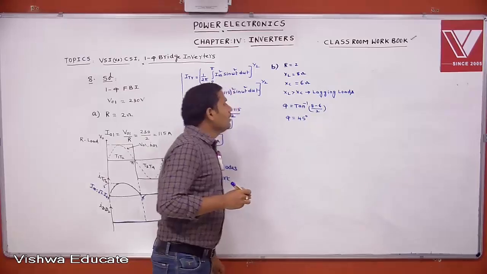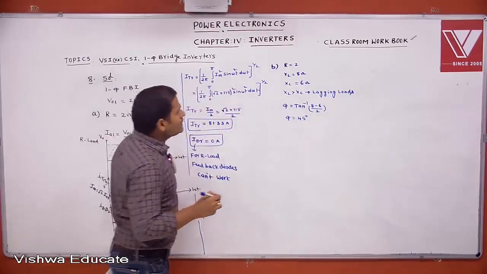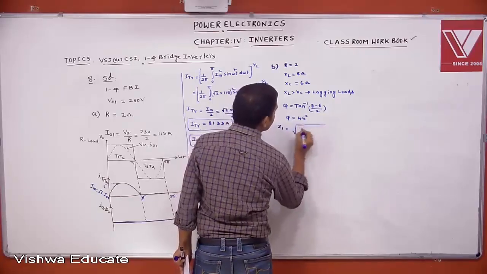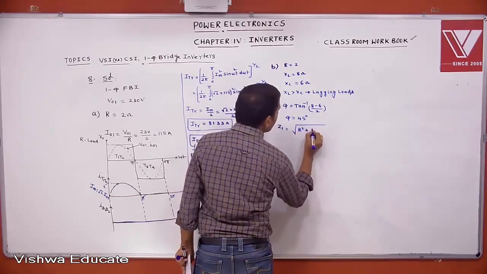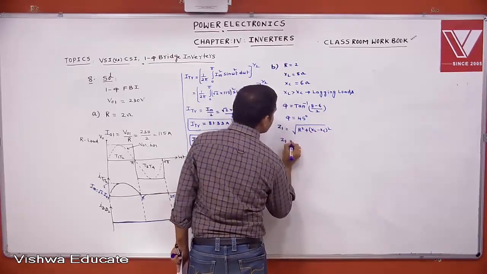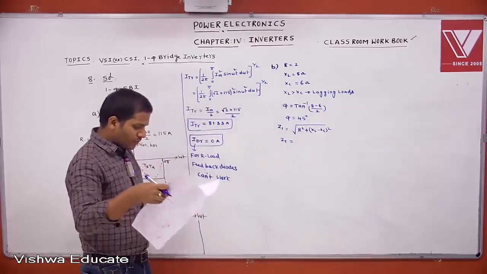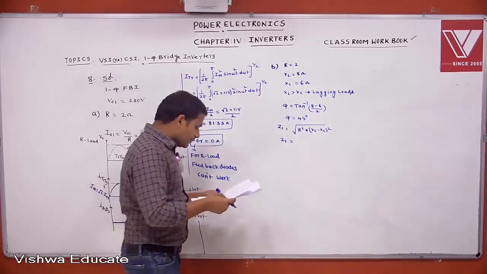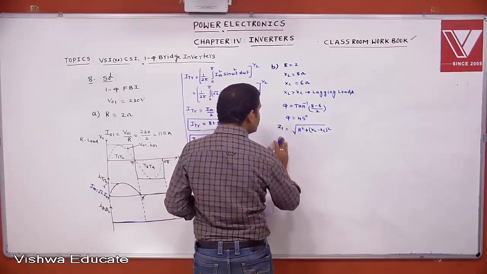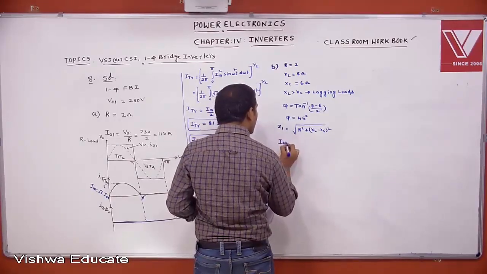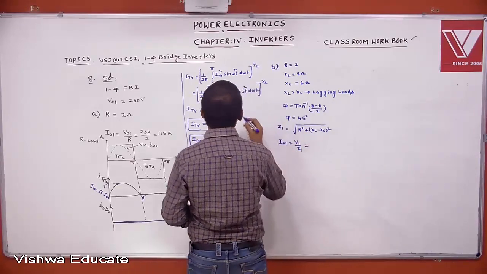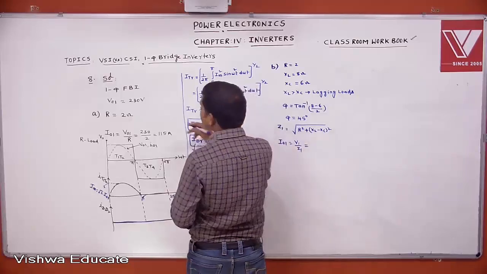Okay. Yes. What is Z1? Z1 equal to square root of R square plus (XL minus XC) whole square. This Z1, how much you can get? That you simplify. First this is Z1. Then what is I01? I01 equal to V1 by Z1. What is V1? RMS value of fundamental output voltage. This is given.